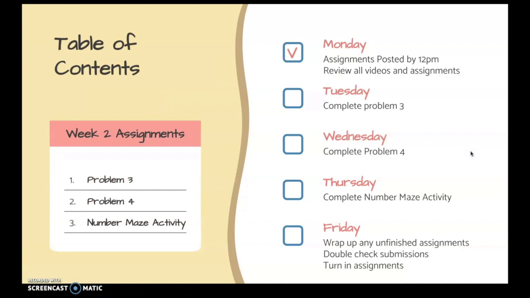Here's just a suggestion of how you could break down your week. Monday, all assignments are going to be posted by 12 p.m. So on Monday, you should review all the videos and assignments once they're posted. Then Tuesday, you're going to complete problem 3. Wednesday, problem 4. Thursday, you can complete the number maze activity. And then Friday, wrap up any unfinished assignments, double check your submissions, make sure you have everything we're asking for, and turn in those assignments. So this is a really tidy breakdown this week where you have 1 assignment per day on that Tuesday, Wednesday, Thursday, and then Friday is just a wrap up.